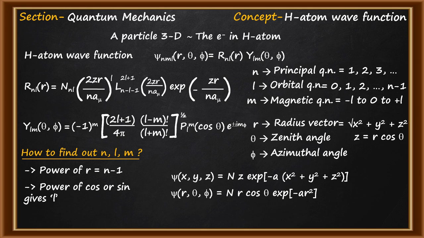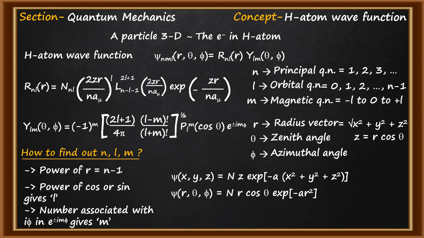The last one is very simple. Just look for whether you have any e to the power i phi term. The number associated with phi in e to the power i m phi gives you the m. Now suppose there is no such term, that means m is equal to 0. So these are the three tricks to find out the quantum numbers.